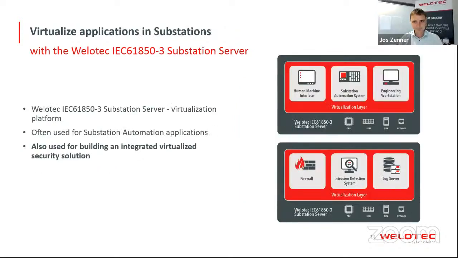Thank you, Jan. So I have two examples here of how you can use virtualization with multiple machines. You can take the Videotech 61850-3 substation server platform and run a hypervisor like Hyper-V or VMware on it. And then for automation purposes, which is pretty common, you have HMI, you have the substation automation system and gateway, and the engineering workstation. So these three virtual machines are running on a single hardware.